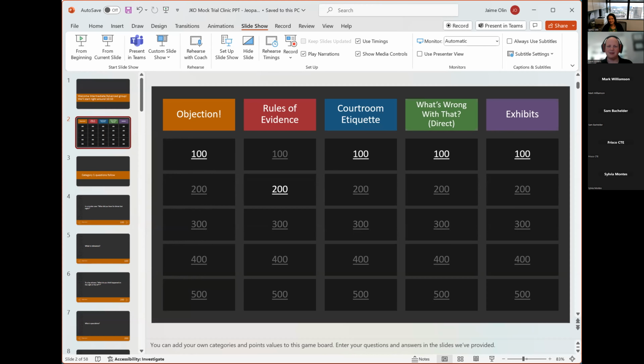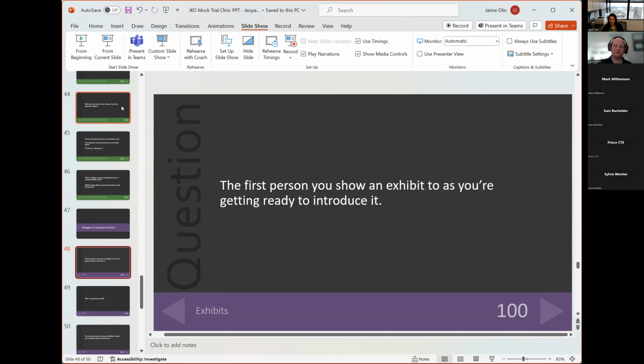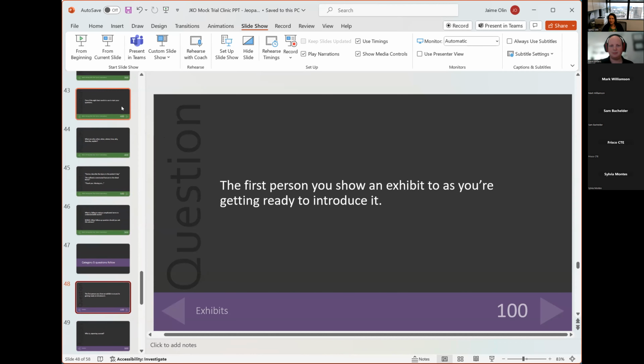Okay, how about exhibits for 100? Right. We already talked about this one too. Who is the first person you show an exhibit to as you're getting ready to introduce it? Avni Verma.